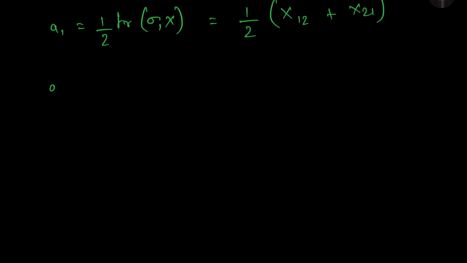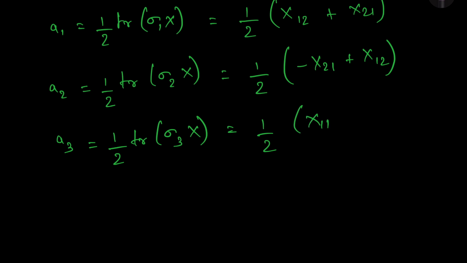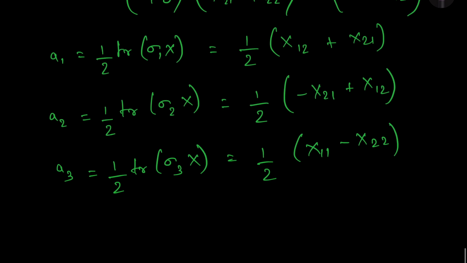Similarly for a2, you can calculate it from the trace of sigma 2 X. We'll get this result, which is half of minus X21 plus X12, and for a3 we'll get the result from the trace of sigma 3 X, which is half of X11 minus X22. So this would be our answer.